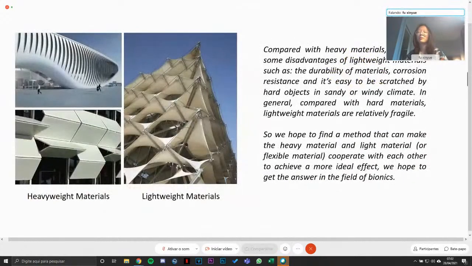But compared with heavy materials, the lightweight materials usually have less corrosion resistance and durability. It's easy to be scratched by hard objects in sandy or windy climates. So we hope to find a method that can make the heavy material and the light material cooperate with each other to achieve an easier effect. I hope to get the answer in the field of bionics.